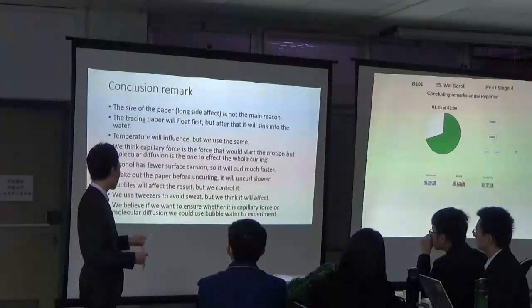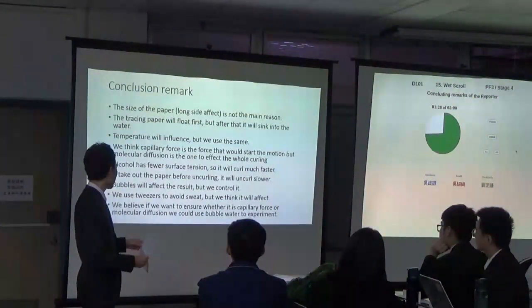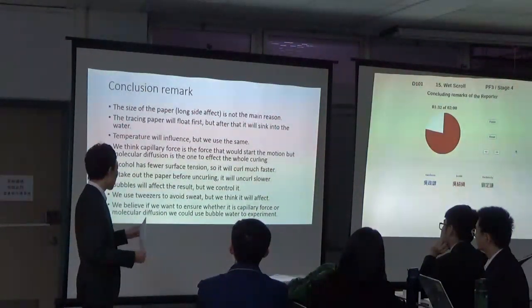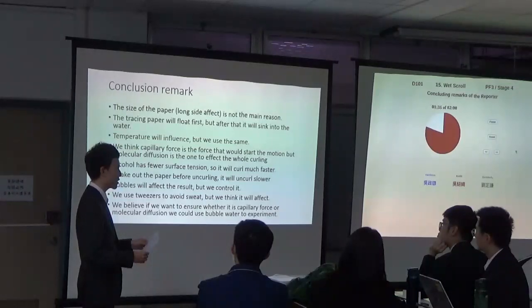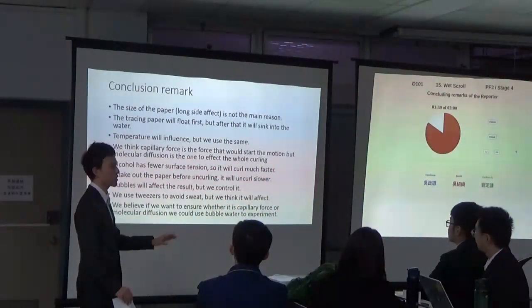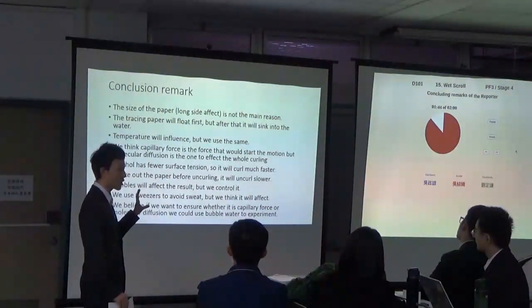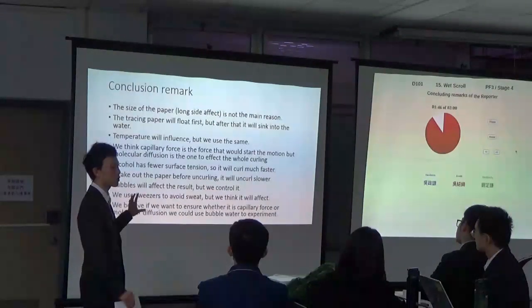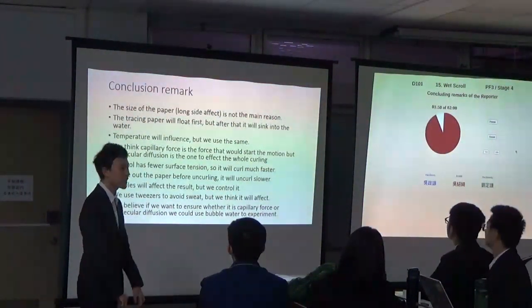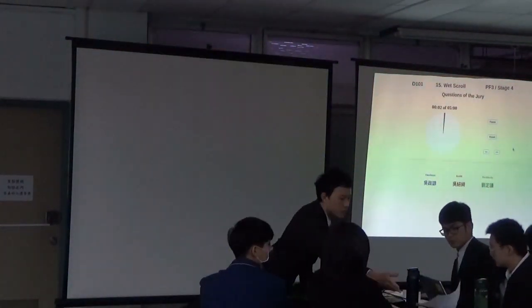And next, we use a glove to avoid the slip, but we think it will still have minimal effect on the results. And lastly, we want to ensure whether it's capillary force or molecular diffusion that affects the whole curling, so we use bubble water to experiment, because capillary force is affected by the surface tension, but molecular diffusion is not affected by the surface tension. So we think that changing the surface tension of our liquid will help us ensure which force is the main force that causes the curling. And that's the end of our presentation. Thank you. Question from Louis.